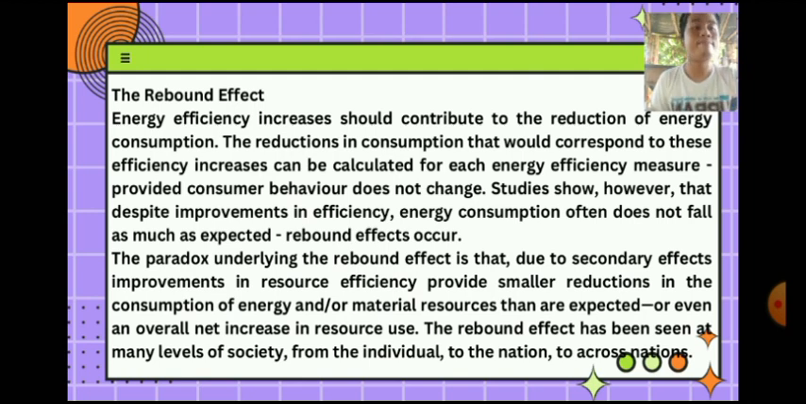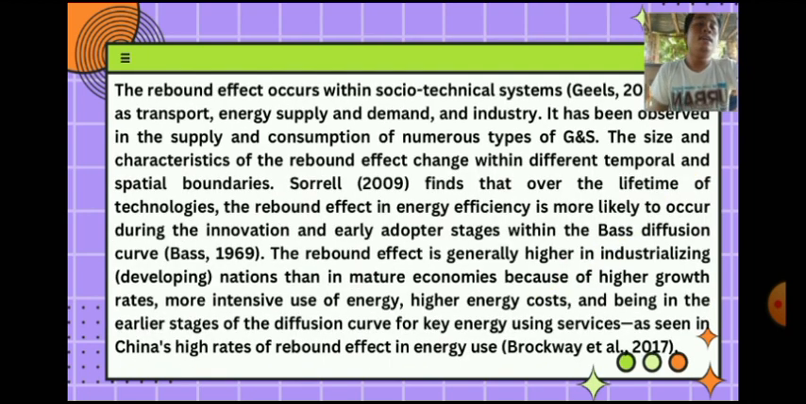And later on, I'll give some examples and related topics that will make you really understand the concept of rebound effect. Next slide. So the rebound effect occurs within socio-technical systems such as transport, energy supply and demand, and industry. Am I right? That this rebound effect can be seen or is very evident in transport and in energy supply and demand in industry. It's mostly in businesses, and it has been observed in the supply and consumption of numerous types of goods and services. The size and characteristics of the rebound effect change with different temporal and spatial boundaries.